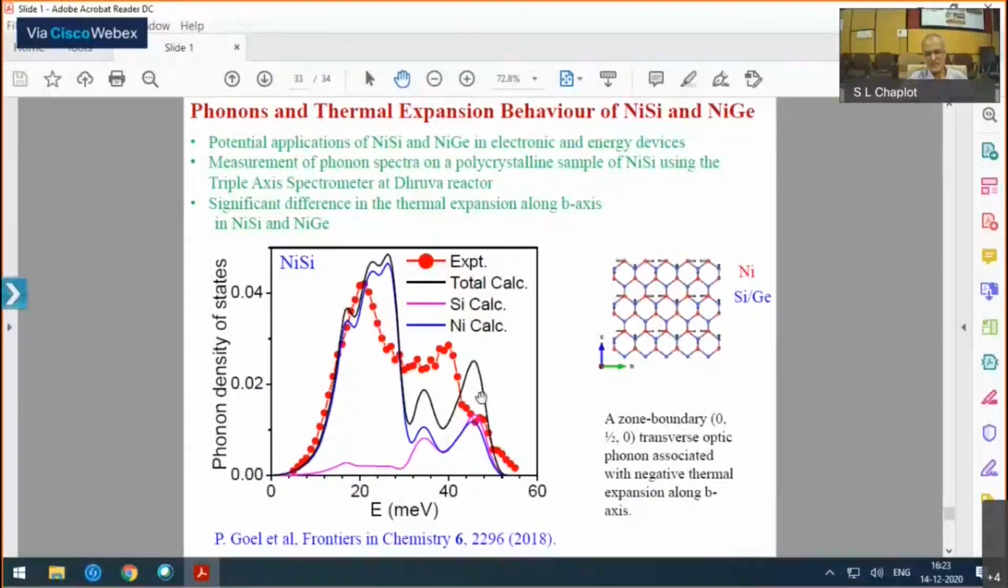It is not perfectly matching with the measurements in the high energy region, but in the low energy part, the first peak matches very well. This could be because there is no proper integration of the wave vectors or something, but overall one gets a decent feel of the spectrum. And then this very same calculation was also used for understanding some anomalous thermal expansion in these materials.